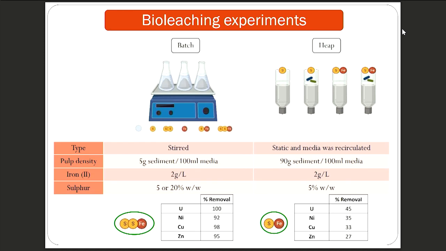In this case, we also saw that the best condition was when both iron and sulfur were added, but we obtained lower yields. This is something that occurs when the scale of the process is increased, but we are working currently on how to improve this.